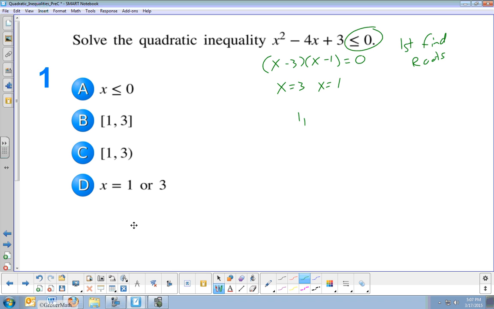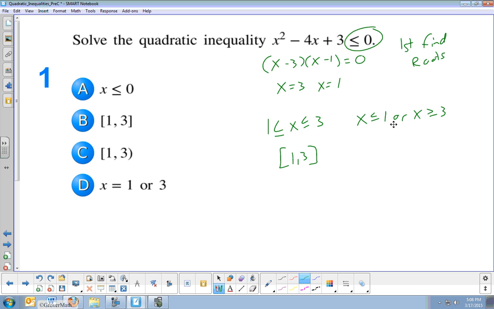What you need to decide is whether it's between 1 and 3, or the away scenario. It could have been one of two options. It can be 1 is less than or equal to x is less than or equal to 3, because we have an equal to here, which in set notation would look like this, [1, 3]. Or it could have been the away scenario, where x is less than or equal to 1 or x is greater than or equal to 3.